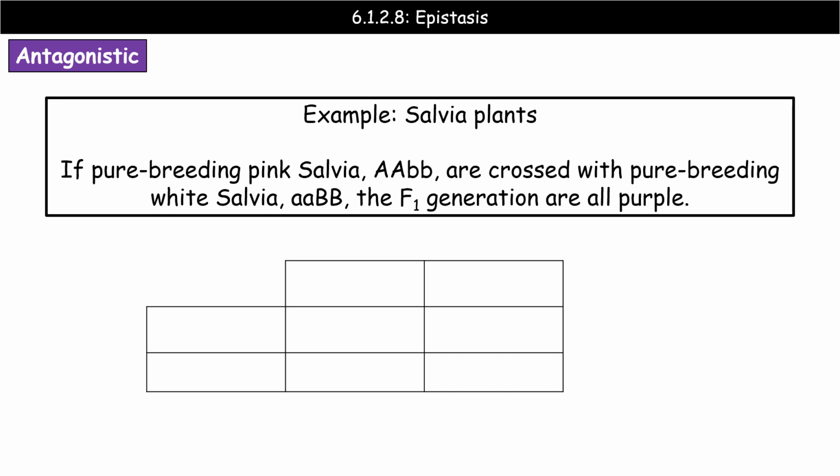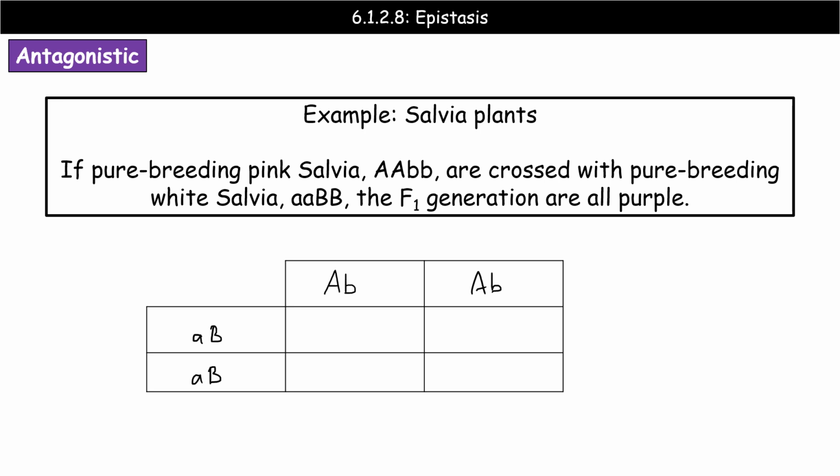for B. So if we just work out what this would be in our simple little Punnett square, because we're starting off with pure breeding, we don't need any more than our 4 square Punnett. So if we're talking about our pure breeding pink salvia first of all, then in each case our gametes are going to be a capital A and a lowercase b. If we then consider our pure breeding white salvias, in each case we are going to have a lowercase a and a capital B.